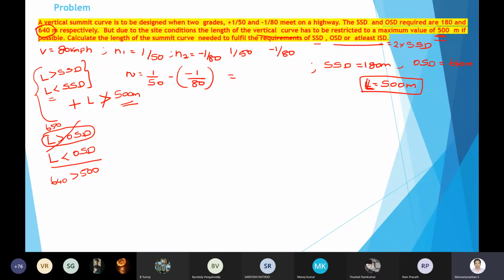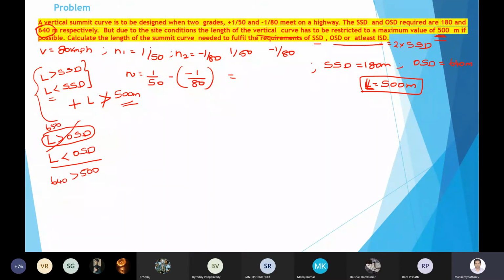So all these assumptions we check, and then finally whichever one is the maximum, we finalize as the length of the summit curve. Students, I'm not going to solve this problem. It is the same pattern we followed in the previous one, but they have given a little more detail with respect to the data.